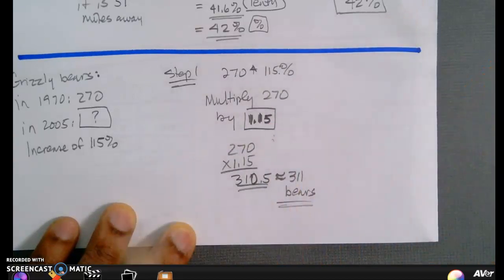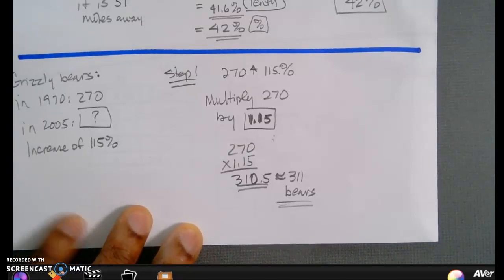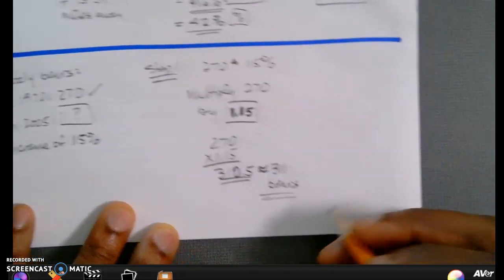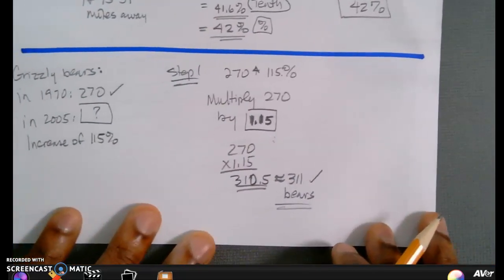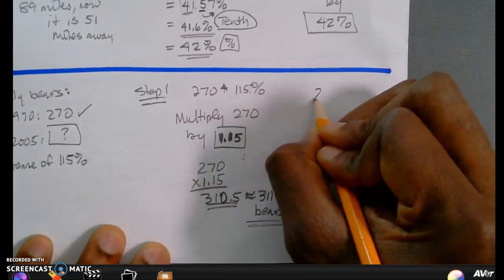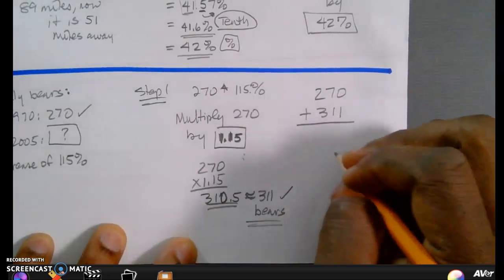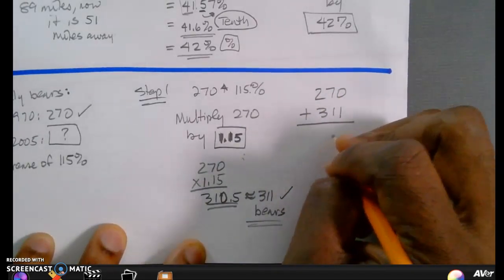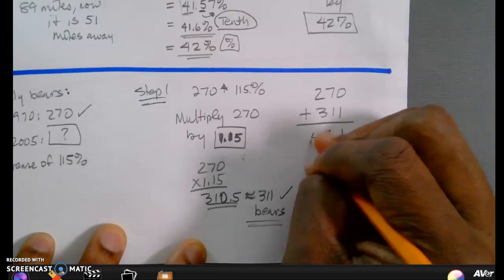Now, this amount that I just figured out represents the increase. Now, do I get rid of the original 270 bears? No, I just know that the population increased by that amount. So this was the original amount. This represents the increase. So what do I do to get the full population in 2005? You guessed it. I'm going to take this number, 270, plus my approximation, and I am going to come up with the new amount.